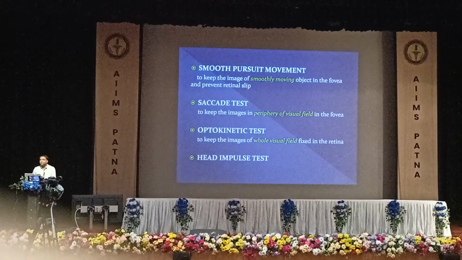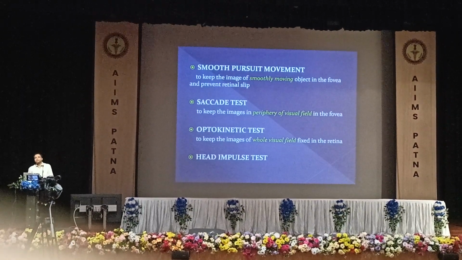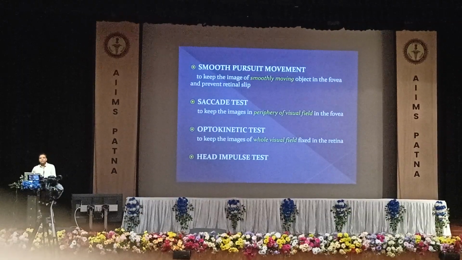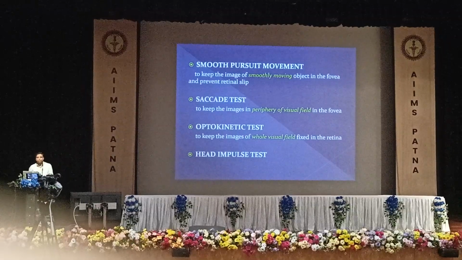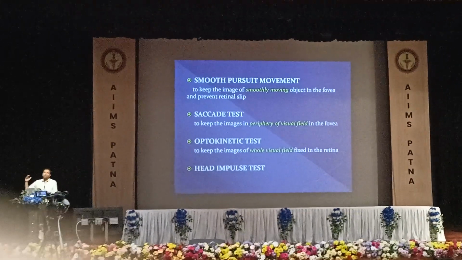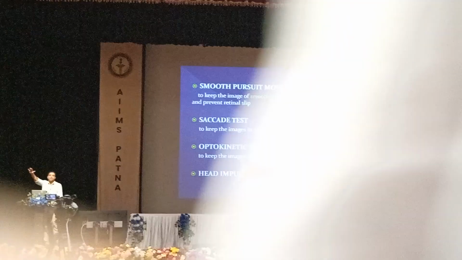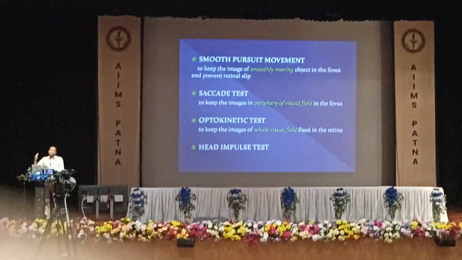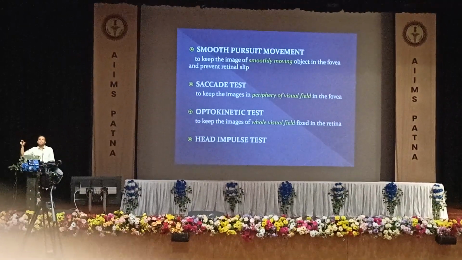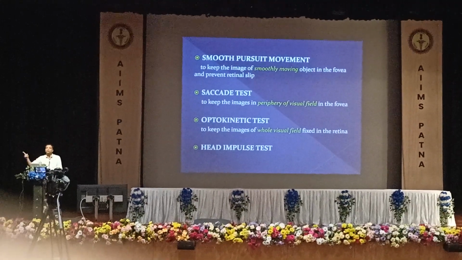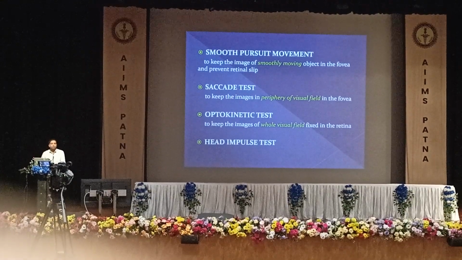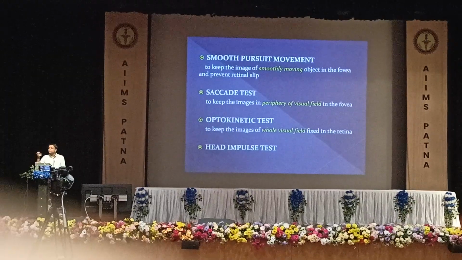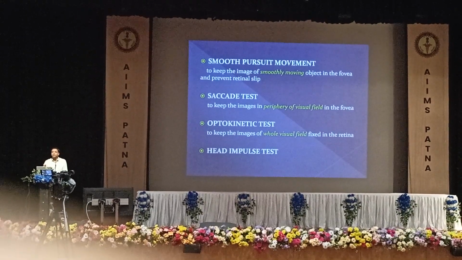Second is the saccade test. Suppose it's a good winter afternoon, sitting in the garden, and I'm seeing birds fly in the sky, and suddenly there is an aeroplane going through the sky at a very high distance. I'm looking at something else, but at the periphery of my vision there is something else going on, and that image should also not slip. So that is done by the saccade test: in the periphery of the visual field, the image should also be focused on the fovea to prevent retinal slip.